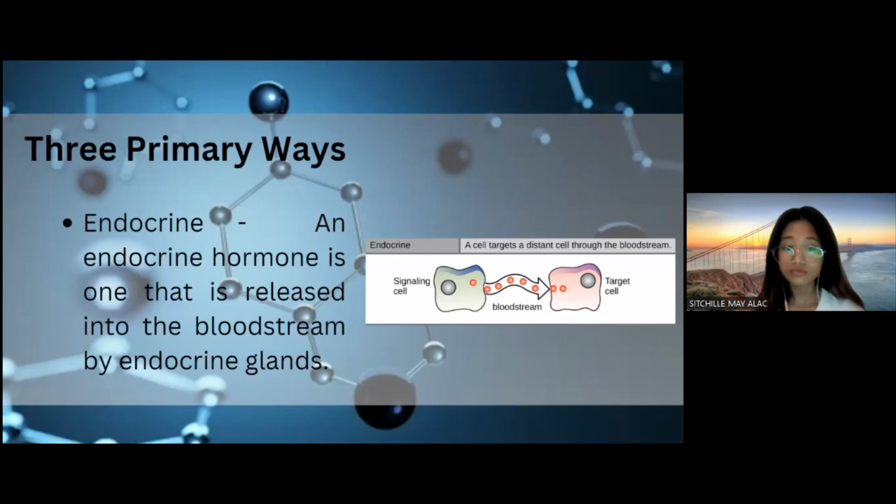Bale, yung i-attack niya is yung ma-flowan ng bloodstream. So, dahil ma-flow na siya sa iba-ibang organs, yung endocrine glands is hindi lang siya nagfo-focus sa nearby cell, katulad ng sa paracrine.